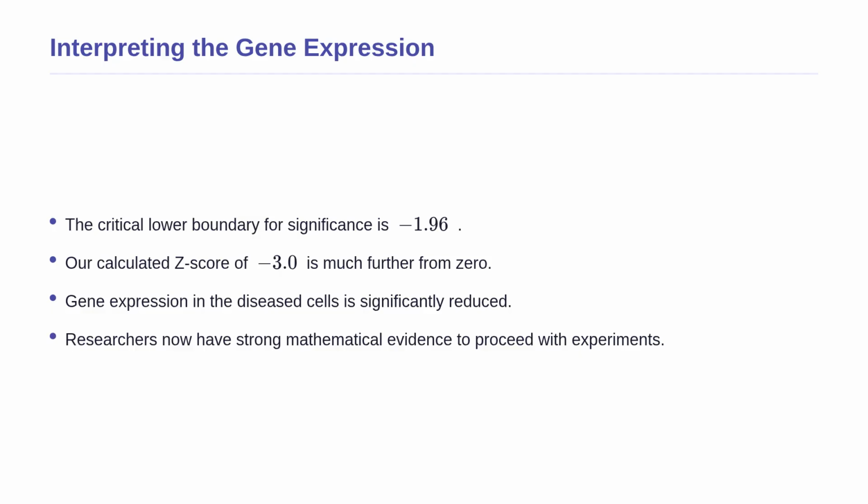Now that we have our z-score of -3.0, let us interpret it. If the resulting z-score is less than -1.96, it falls into the lower rejection region. Since -3.0 is much further from 0 than our critical boundary, we conclude that the gene expression in the diseased cells is significantly reduced. This is not a normal fluctuation.